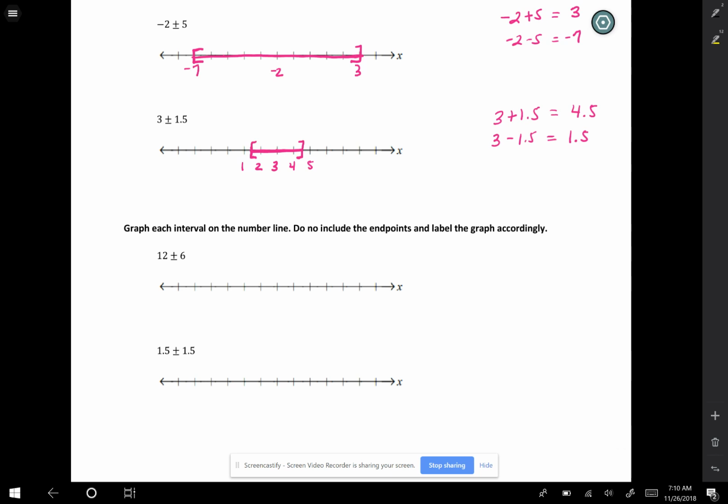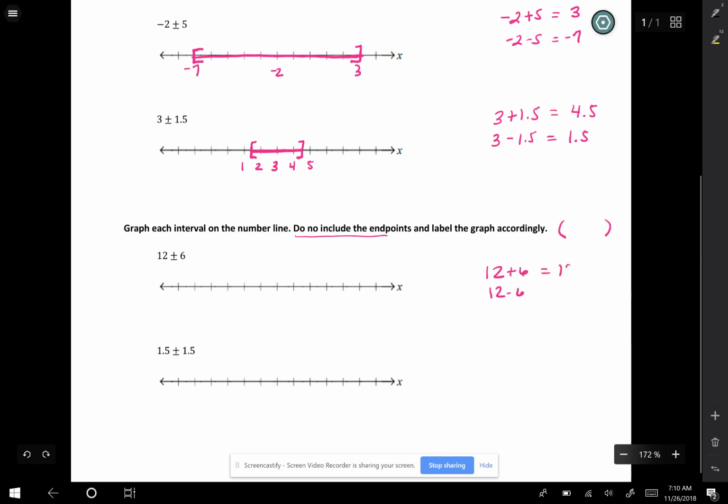The next two examples tell us do not include the endpoints. So if we're not including the endpoints, we put parentheses, and that signifies that it goes up to but does not include those numbers. So we have 12 plus or minus 6. So 12 plus 6 would be 18. 12 minus 6 would be 6. Put 12 in the middle. So we're going to put parentheses because we're not including the endpoints, and then shade between.